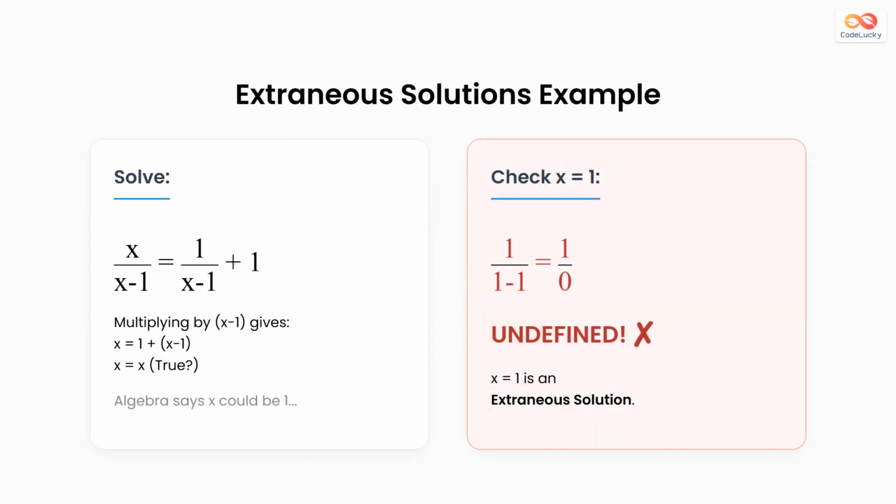Sometimes, you will do all the algebra correctly and find a solution, like x equals 1 in this example. But if you plug x equals 1 back into the original equation, you might get a 0 in the denominator. This is called an extraneous solution. It looks like an answer, but it's actually undefined. Always check your domain.